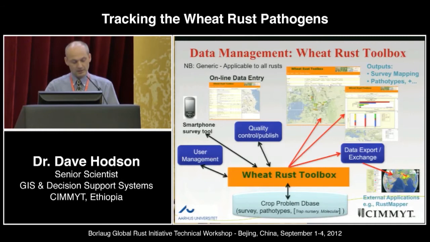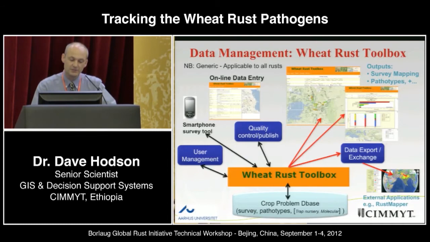As an overview of what the data management system looks like, the toolbox, on the left-hand side of the slide, you'll see we have options to get data into the system. So we have online data entry systems. We've also developed mobile devices for data entry, so on smartphones and also most recently on tablets, that allow us to feed data into the systems. We have the key databases there at the moment, the survey, the pathotypes. We're also working on the trap nursery data information, molecular diagnostic information, and also BGRI survey information will go into the system as well. We're able to do quality control, publishing on the data, and we can control the user access to different parts of the site.